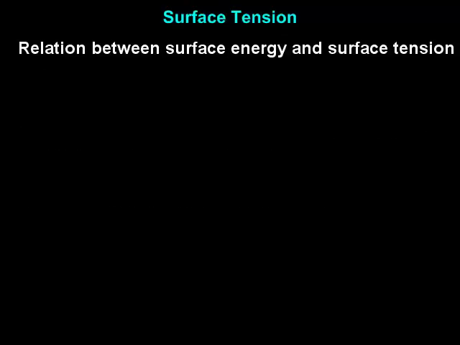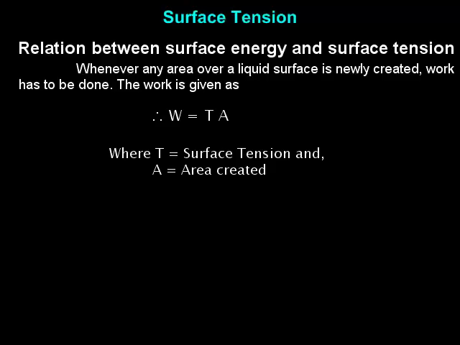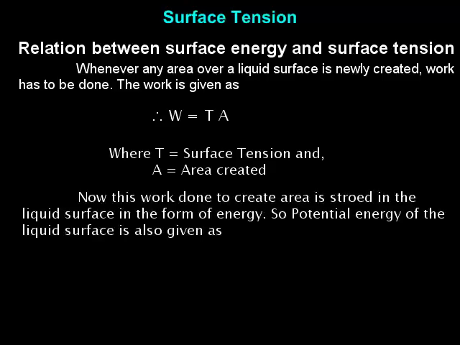Is there any relation between surface energy and surface tension? Whenever any area over a liquid surface is newly created, work has to be done. The work is given as T into A, where T is the surface tension and A is the area created. Now this work done to create area is stored in the liquid surface in the form of energy. So potential energy of the liquid surface is also given as T into A.